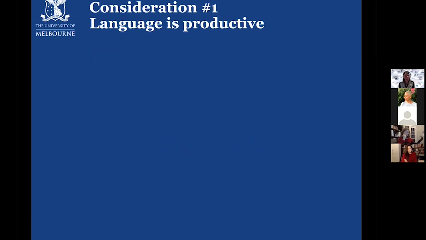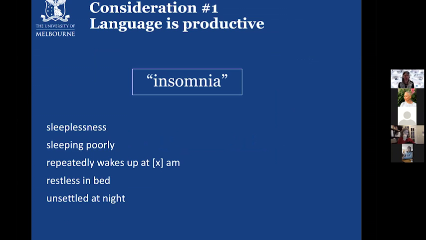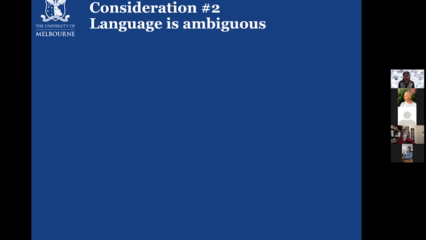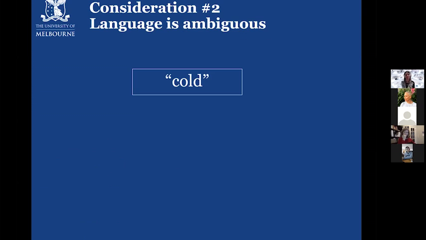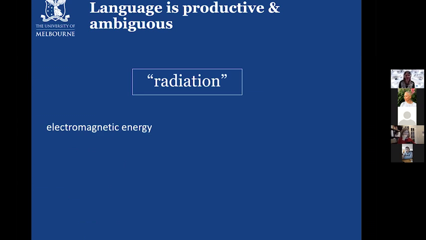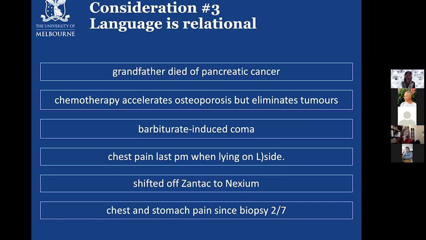Okay, so this turns out to be tricky, and I won't spend a lot of time with this, and just flash up some examples so you can see why I have what I like to call job security. So lots of different ways to express the same concept. A concept like insomnia can be expressed all sorts of ways. Language is, of course, ambiguous. What does cold mean? Well, it could be low temperature, it could be a cold, it could be a sensation. It's both productive and ambiguous. So we have all of these things coupling together.